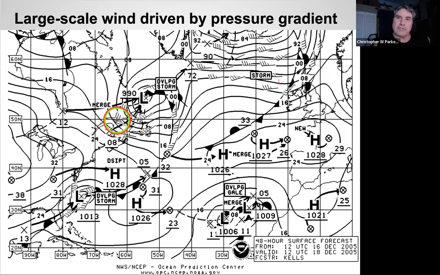So these isobars are typically spaced every 4 millibars on a WeatherFax chart from the US. And so we've got 1008, 1016. So that's going to be that line in the middle, what, 1012.